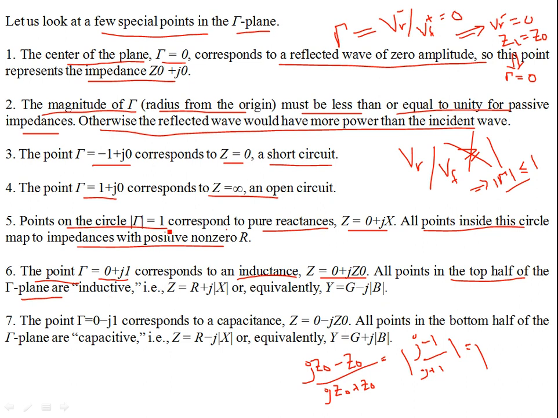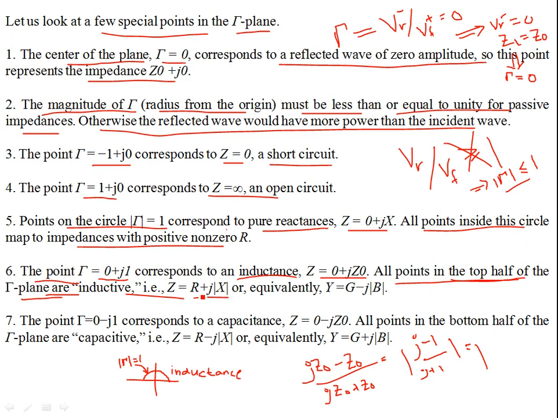So all the points in the top half of the gamma plane, since gamma equal to 1 corresponds to pure reactance, if you bifurcate the circle into two semicircles, the upper half of the gamma equal to 1 circle is purely inductive, because we are moving on the reactance, and reactance could be inductive or capacitive. This is inductance. There is an inductive load over here. Similarly, if you have the lower part of the gamma equal to 1 circle, what it says is all the points at the top of the gamma plane are inductive.